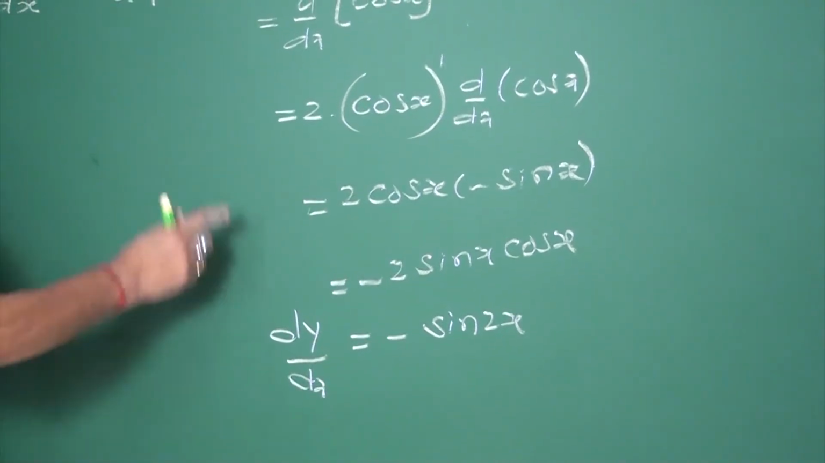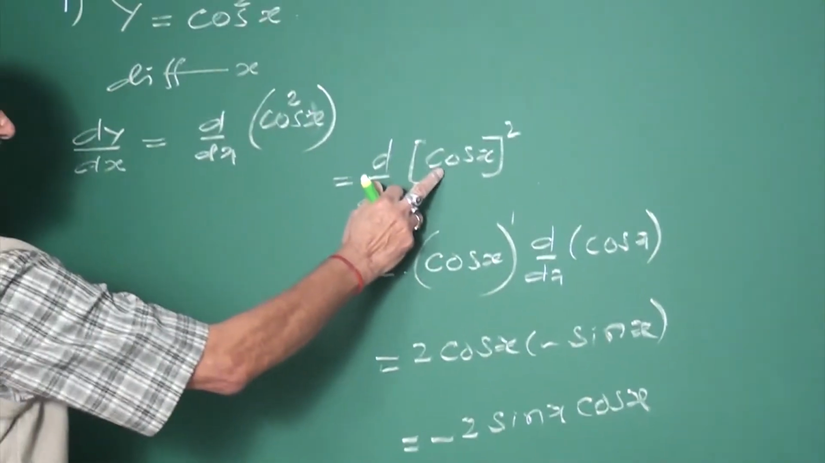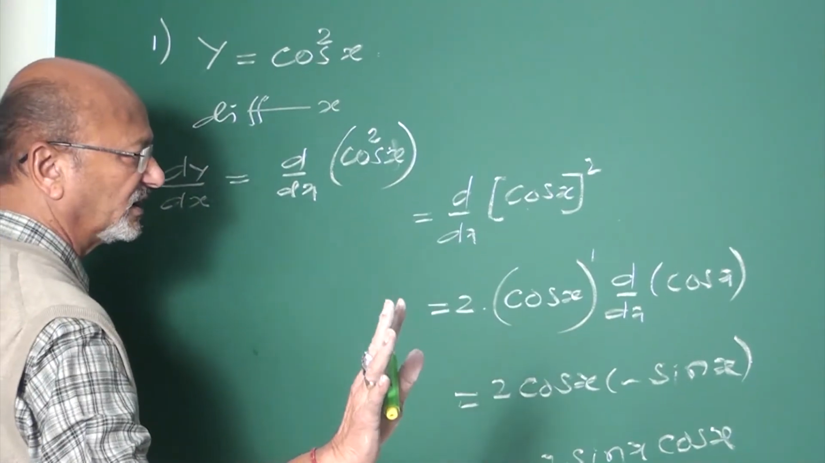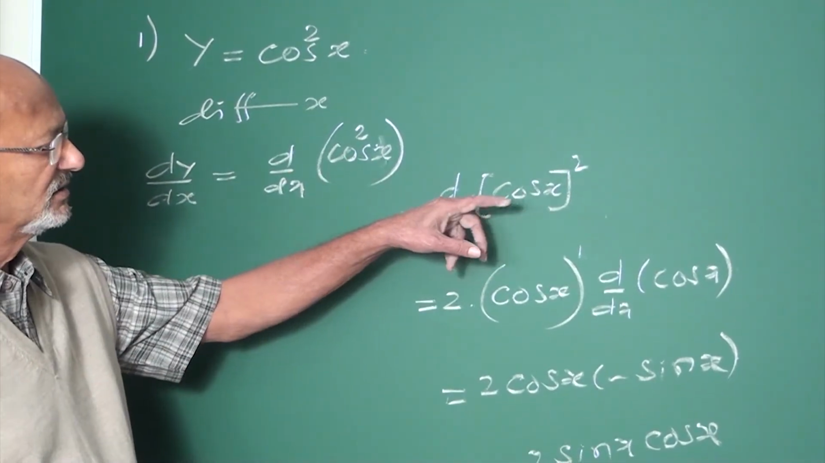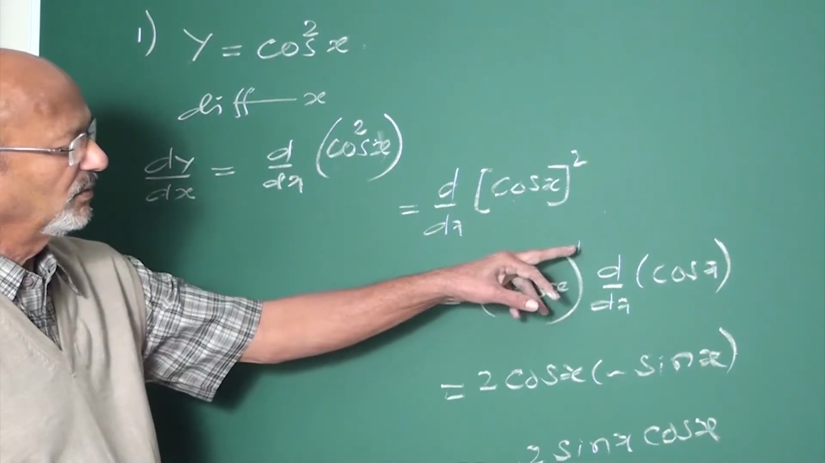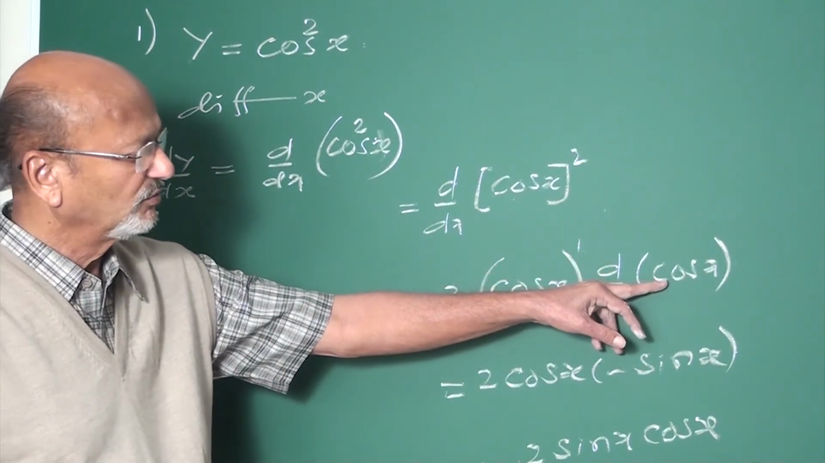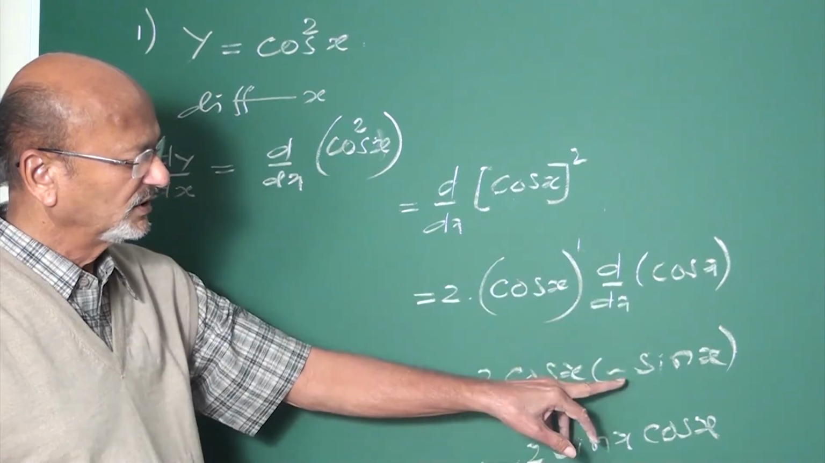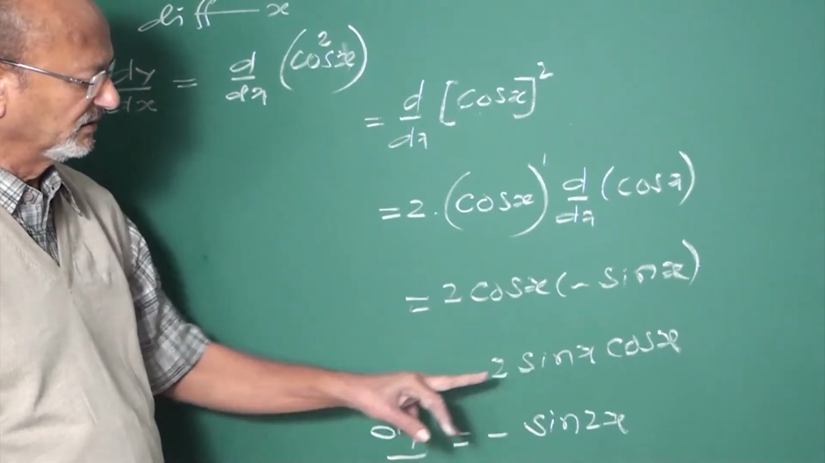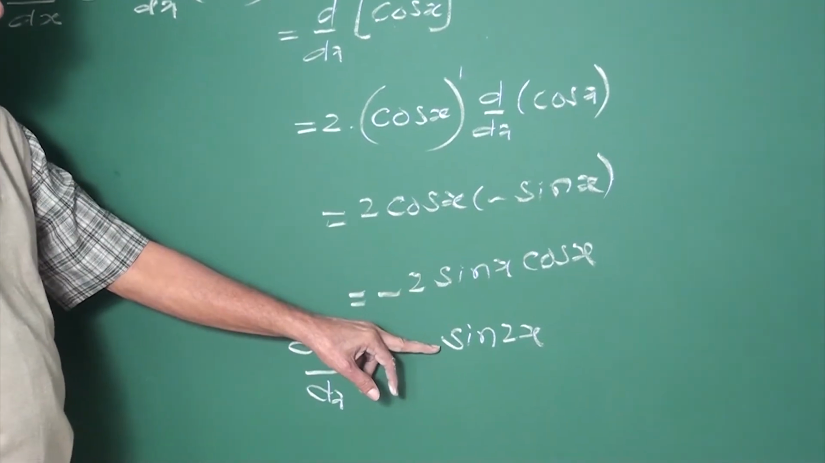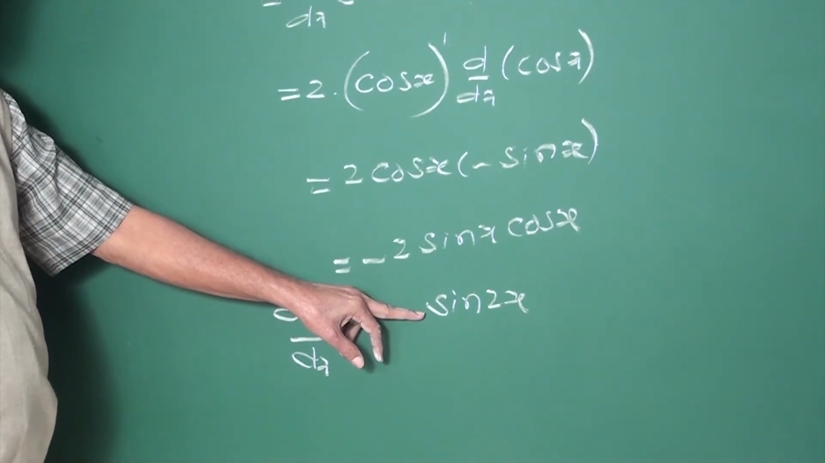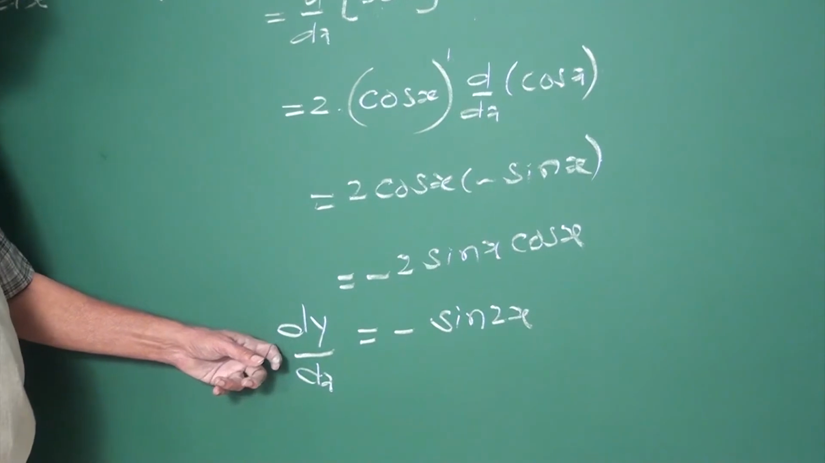Hope understood. For convenience, this is written with power 1 less, then the derivative of cos, which is minus sin. Minus 2 sin x cos x, and 2 sin x cos x is sin 2x. My friends, by the formula, this is dy by dx.